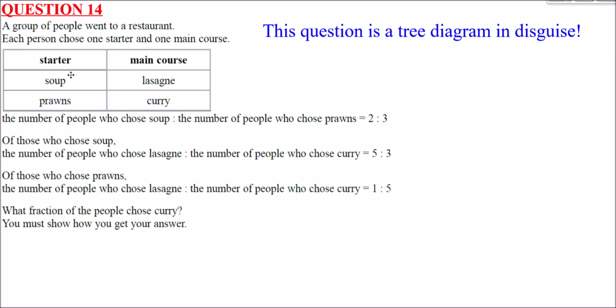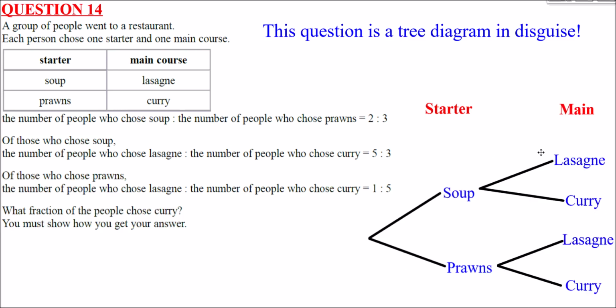So the first branch is picking the starter, the next step and the next branches are the main course. So if you think about it this way, so starter could be soup or prawns, and then for each starter, whether it be soup or prawns that's picked, the main course could be lasagna or curry. So it's like a tree diagram similar to this. We can now add in the information given in the ratios as well.